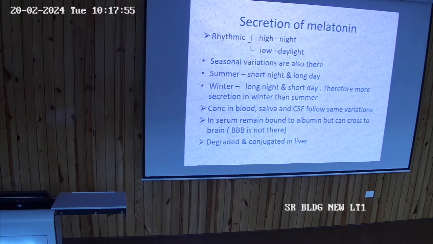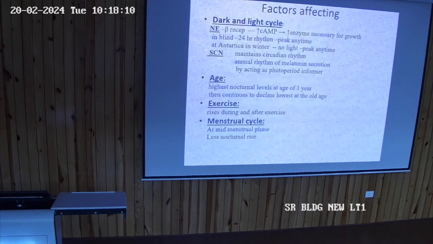Concentration in blood, saliva and CSF follows the same variation. In serum it remains bound to albumin. So how is it present? It is present in serum bound with albumin but cannot cross the blood-brain barrier. Degraded and conjugated where? In liver. Okay. What are the factors which affect the sleep-wake cycle?